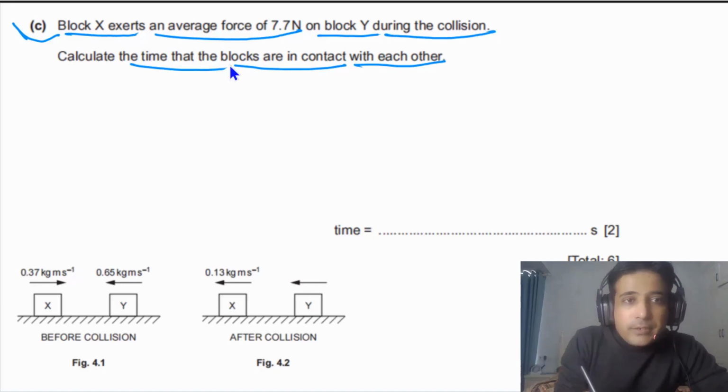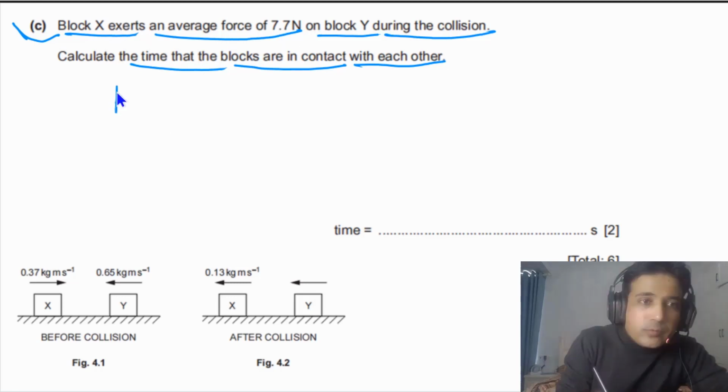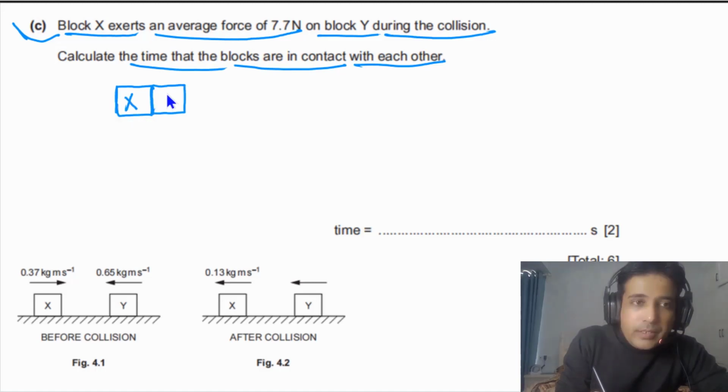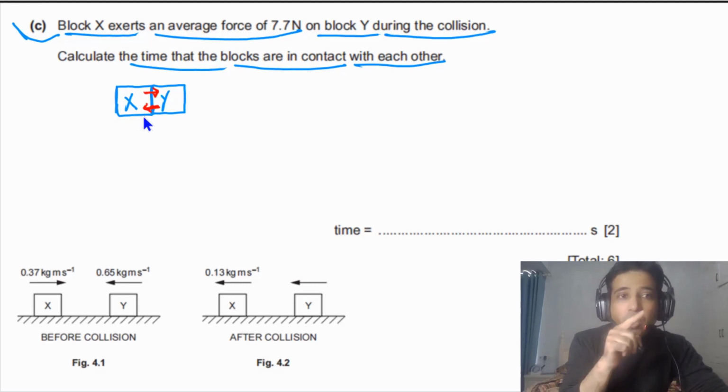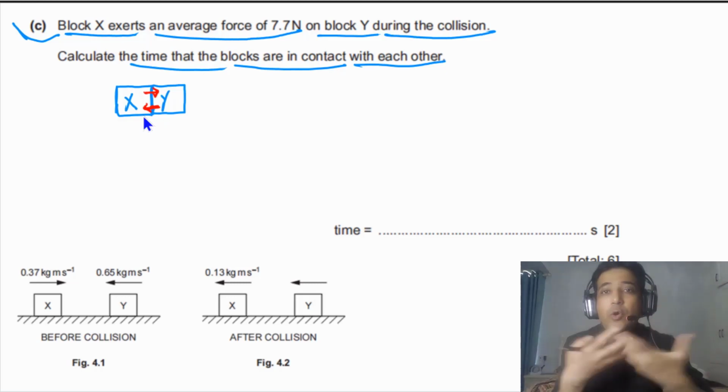In this question, it is given to us that block X exerts this much force on block Y. So simply, first of all, we can draw here. We have block X and we have block Y. Block X exerts a force on block Y. So this is the force by X on Y, and Y will also exert an equal force in magnitude but in opposite direction on block X. So the force on X is equal in magnitude to the force on Y, but they have opposite directions.